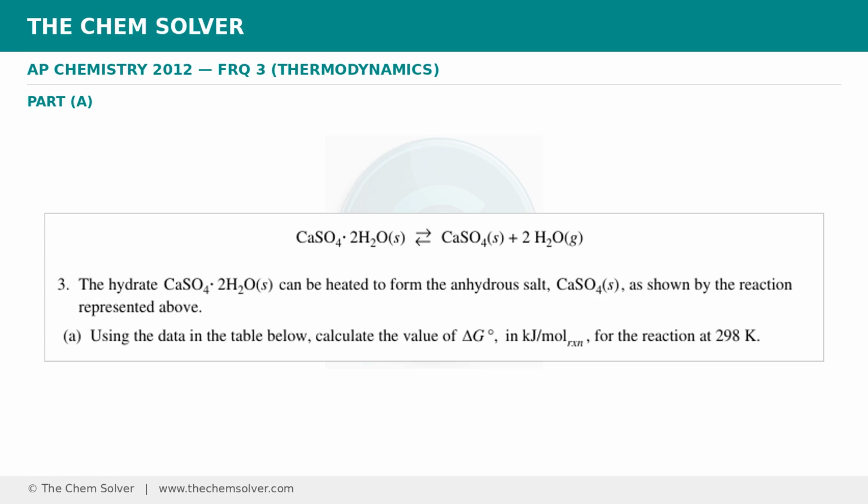A. Using the data in the table below, calculate the value of ΔG° in kilojoules per mole of reaction for the reaction at 298 Kelvin. Visual.